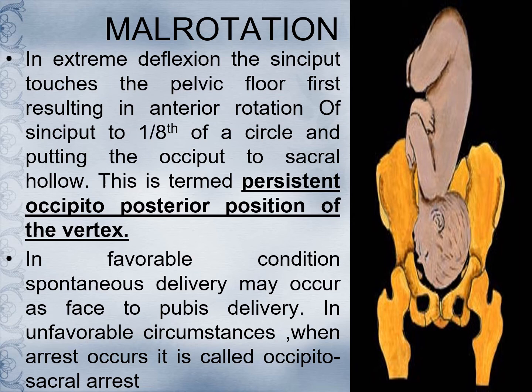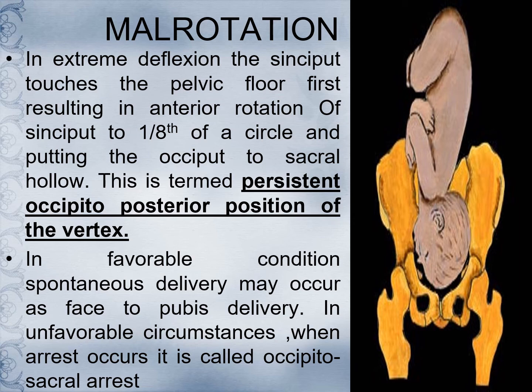In favorable conditions, in the case of persistent occipito-posterior position, sometimes the delivery may occur like a face-to-pubis delivery. But in unfavorable situations, when arrest occurs, it is known as occipito-sacral arrest. Occipito-sacral arrest. See, here we are discussing, in case the rotation of the head is not occurring properly, what will happen?